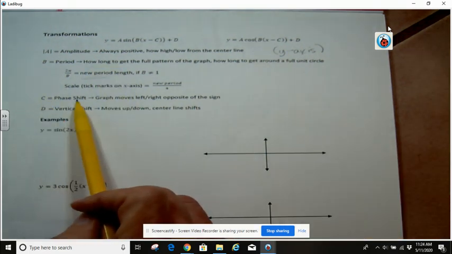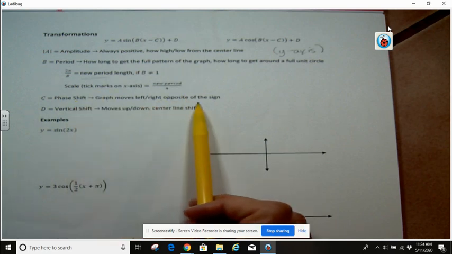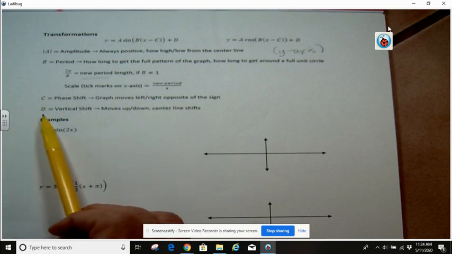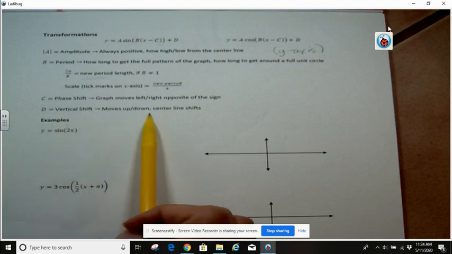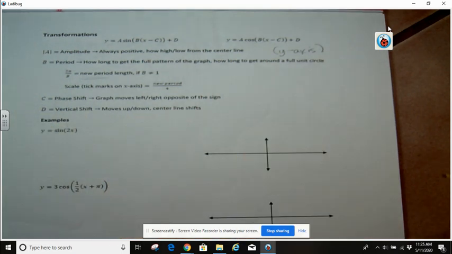C is your phase shift. That's the same as your H from everything else we've graphed. That tells you to go left or right, opposite of the sign. The vertical shift is D. That's like your K value from everything else we've graphed. It tells you to go up or down with the sign.